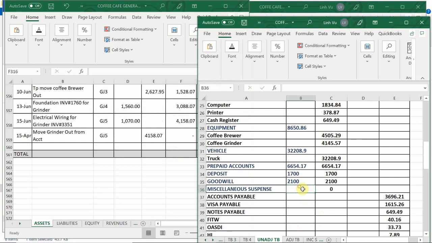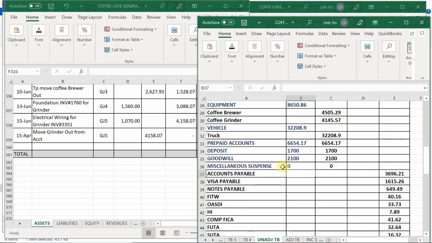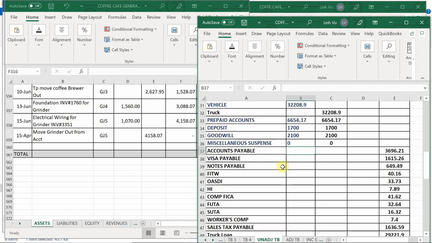It's still zero. So in this case, you can choose to eliminate this, right? You don't necessarily need this because it doesn't affect the account whatsoever. So you could choose to eliminate it or choose to keep it. In this case, I'm just going to keep it. It doesn't do anything to me. Okay.